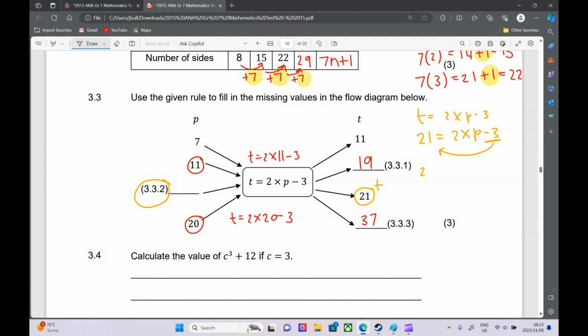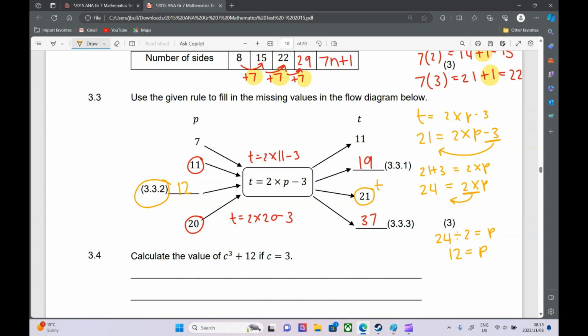So we're going to have 21 plus 3 is equal to 2 times P. 21 plus 3 is 24. And then we want that P all by itself, so we're going to take this 2 across. We were going times 2, we're going to divide by 2. So 24 divided by 2 is going to give me P. So 24 divided by 2 is 12. So we know then when P is 12, then we get 21.